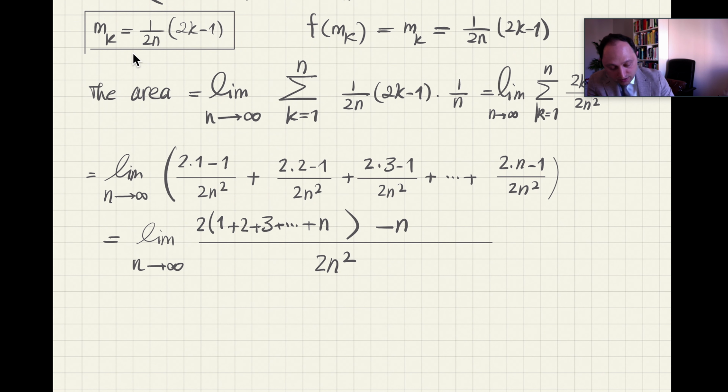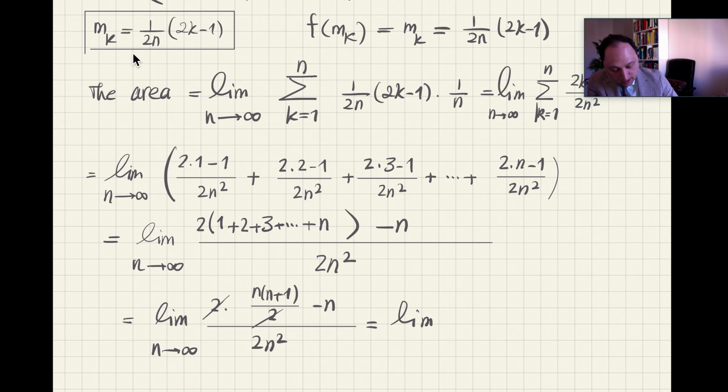As Dylan said, this is an arithmetic progression. This is the very famous formula. If you have forgotten, let me just write the formula here for you. So it becomes 2 times the formula for this sum, n times n plus 1 divided by 2. Okay, and then I have minus n divided by 2n squared, as n goes to infinity. Okay, then what happens? This 2 and that 2 are cancelled, and then I multiply n inside, so it becomes n squared plus n minus n, divided by 2n squared.